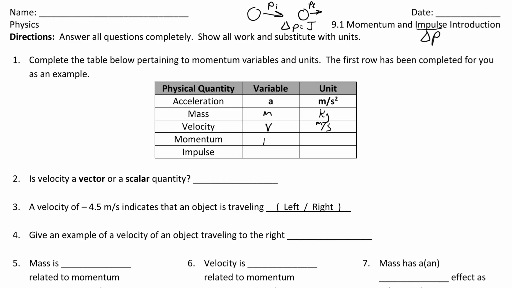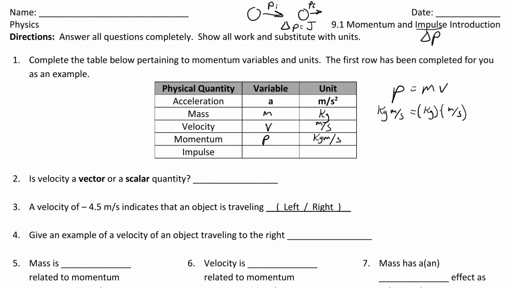We use a P to represent momentum, and the units for momentum are kilogram meters per second. And here's why. The formula for momentum is equal to the mass times the velocity. So the units for mass are kilograms and velocity are meters per second. So it makes sense that for momentum it would be a kilogram times a meter per second. All right, that's where it comes from.